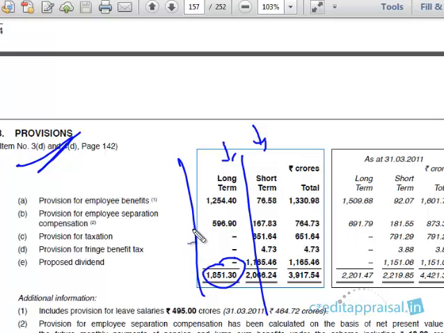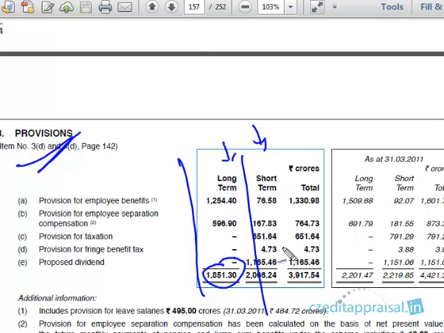Provisions for employee benefits and provisions for employee separation. So where do we put this? Actually, provisions come more under current liabilities, where we have an item called other provisions. There is a separate entry for provision for taxation, and all the other entries we will put under other provisions under current liabilities.